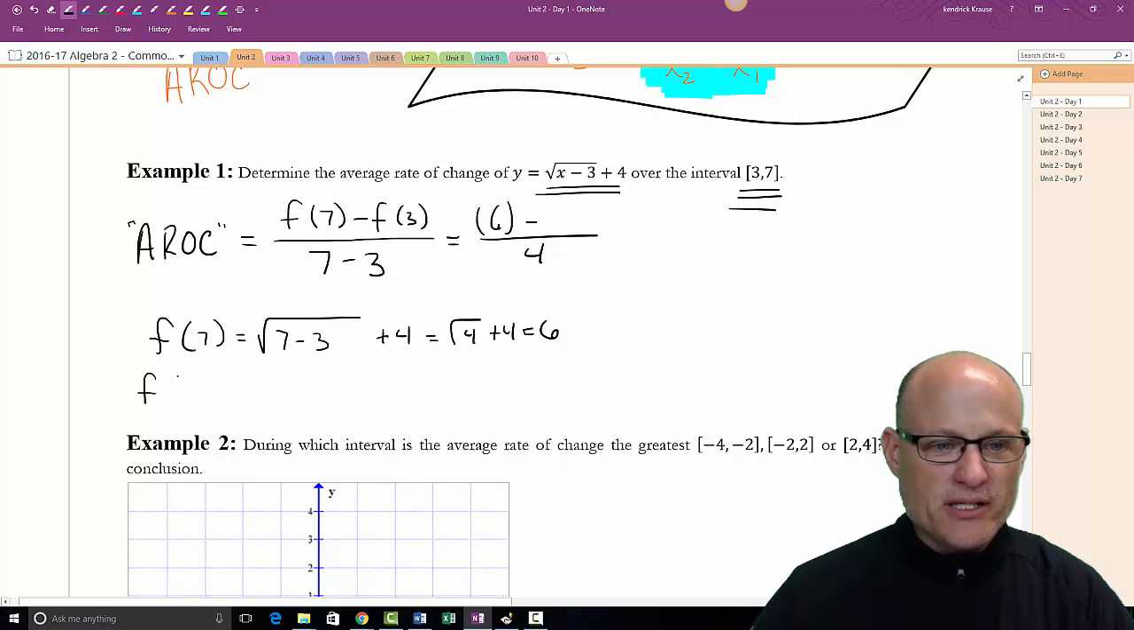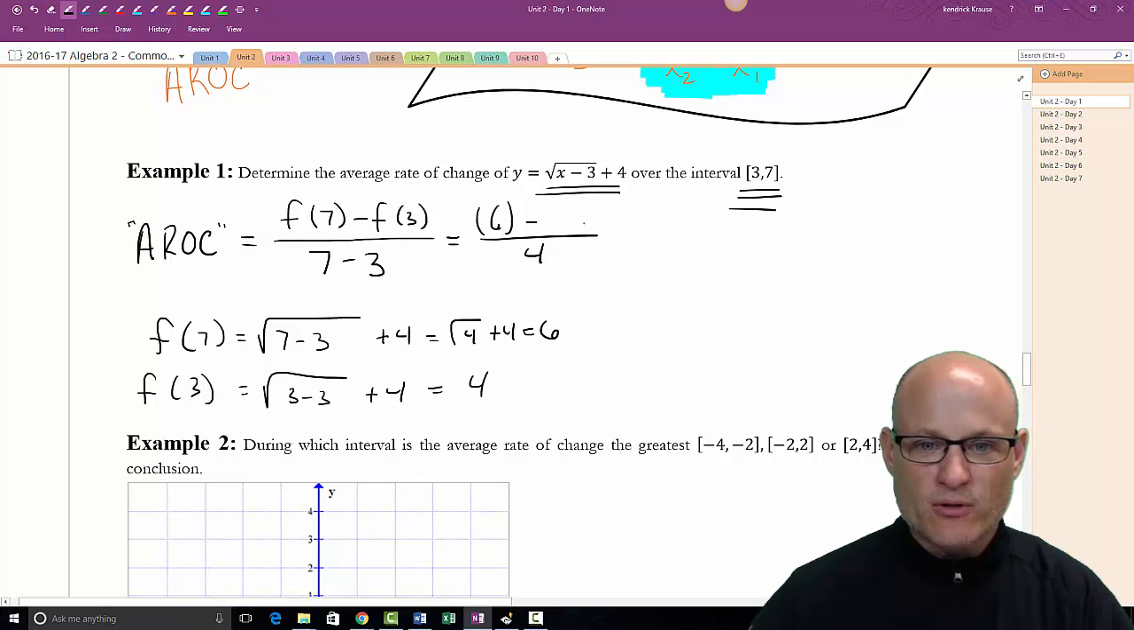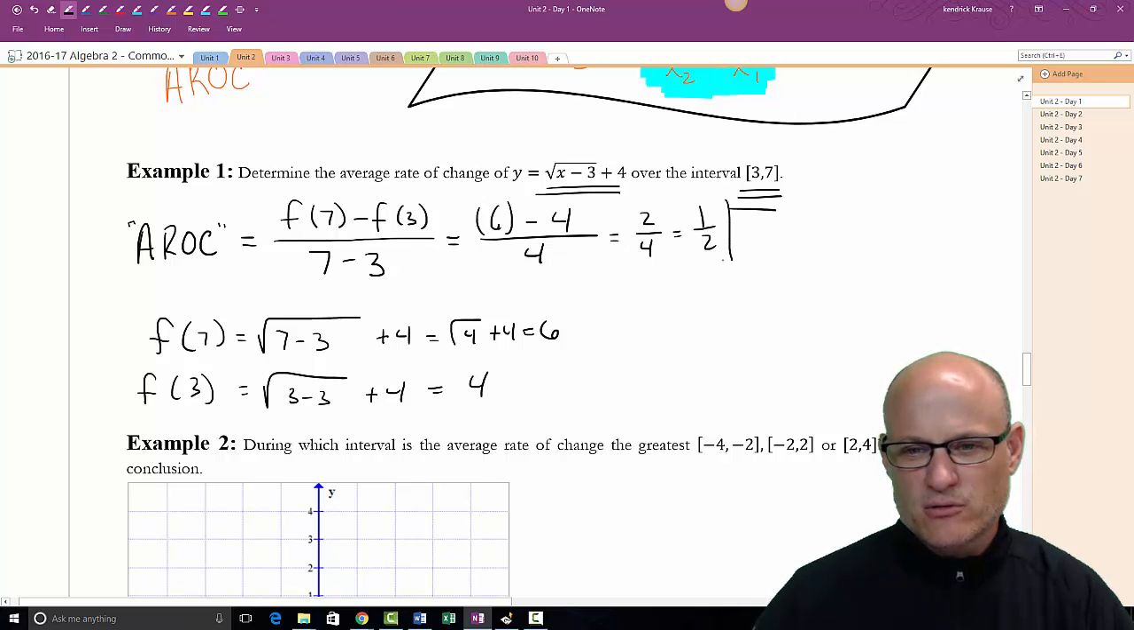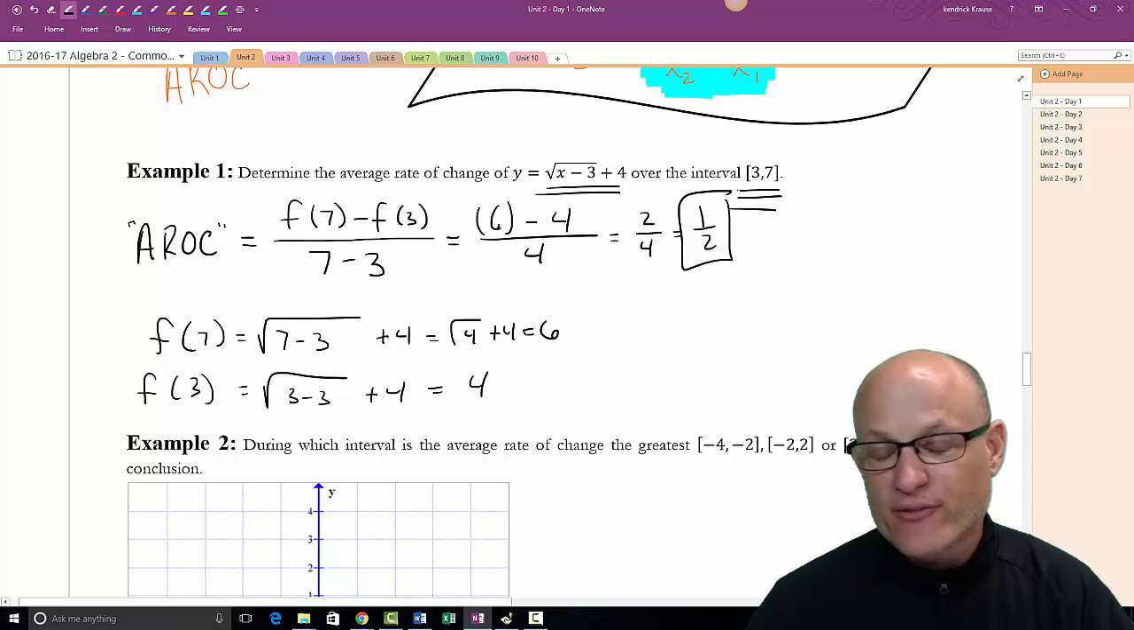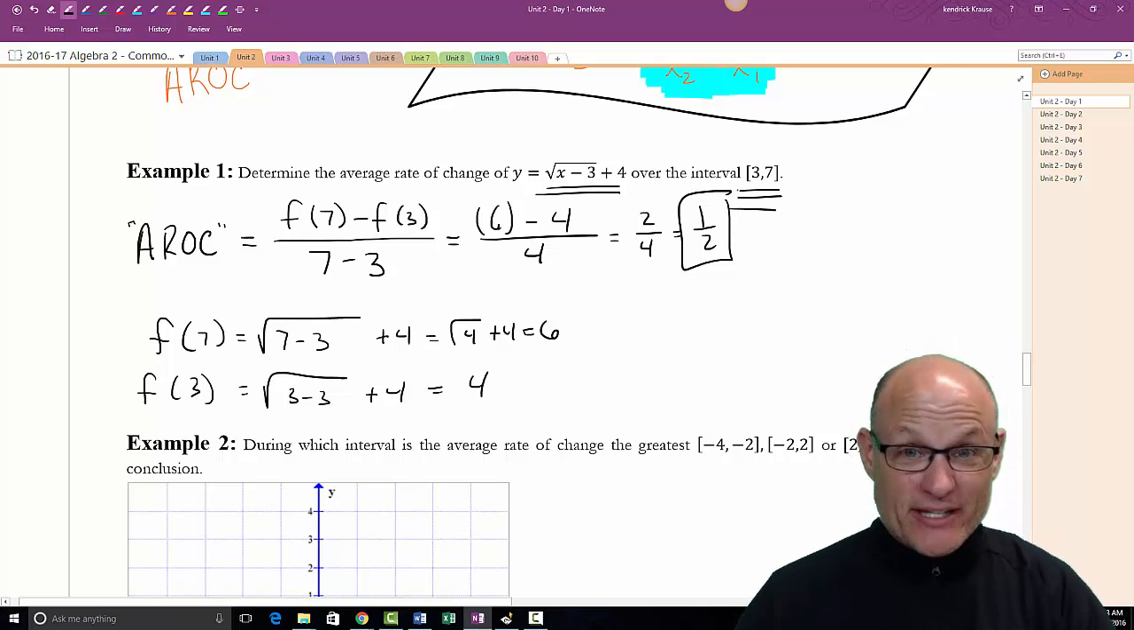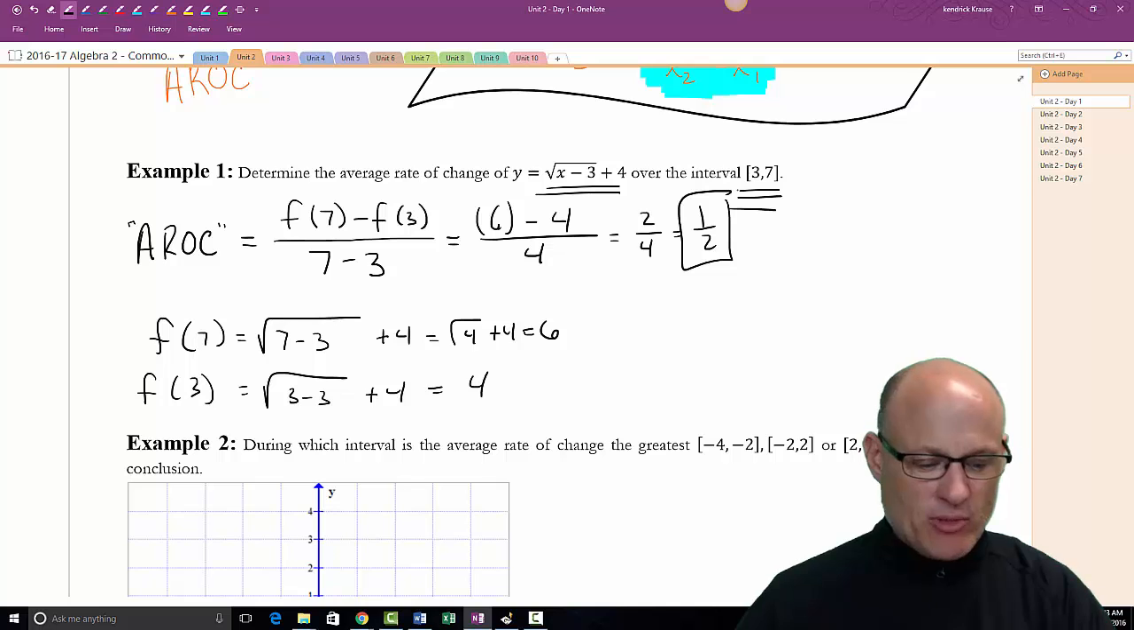The f of 3 is equal to the square root of 3 minus 3 plus 4. That should be pretty obvious. That's 4. So my average rate of change is 2 over 4, which of course is just 1/2. There's the average rate of change. That's it. Same as last unit. It's just a little bit more complicated.